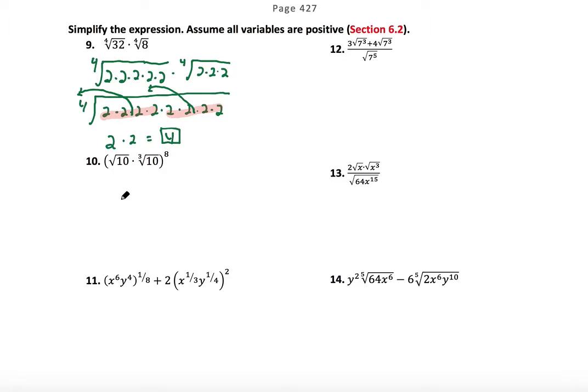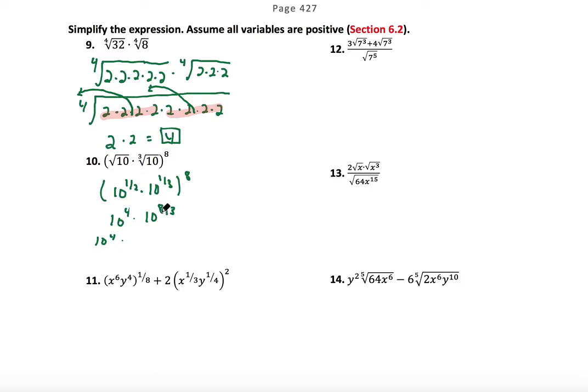All right, for number 10, a couple things we could do here. What I might recommend doing is rewriting this as 10 to the 1/2 power times 10 to the 1/3 power. And then this is going to be to the 8th. And then I would distribute the 8. So I would have 10 to the 4th power times 10 to the 8/3 power. Okay. Then this becomes 10 to the 4th power times.